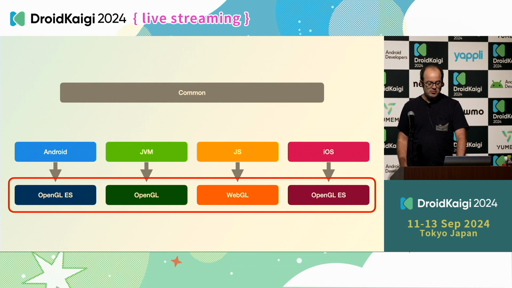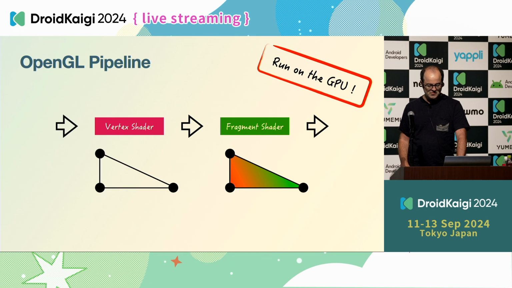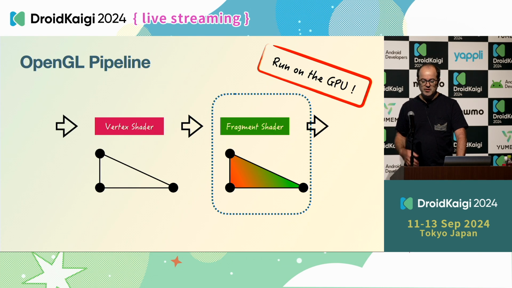So let's take a deeper look into OpenGL. How does it work? The core mechanism of OpenGL is to use a pipeline of shaders. First, you have the vertex shader, in which you can manipulate the position of the components of your 3D model. Then you have the fragment shader, in which you can manage the colors.